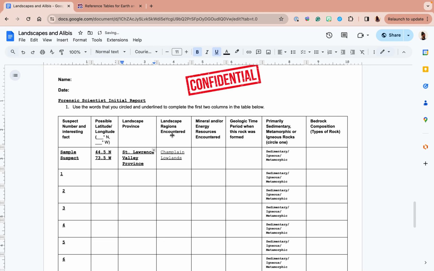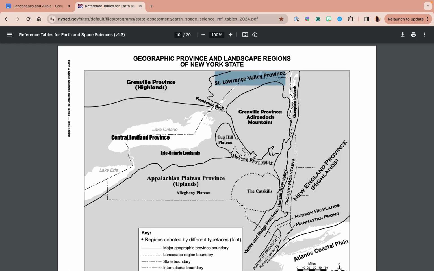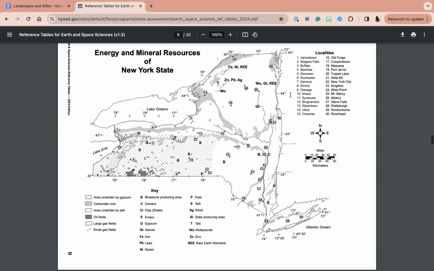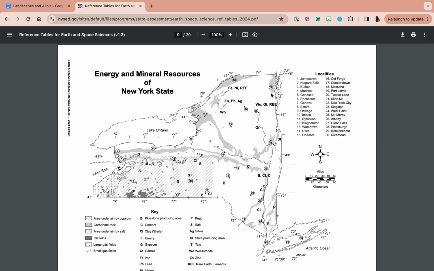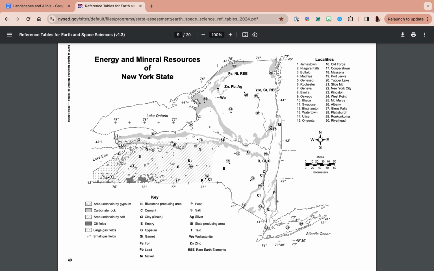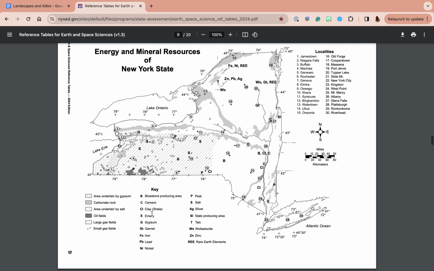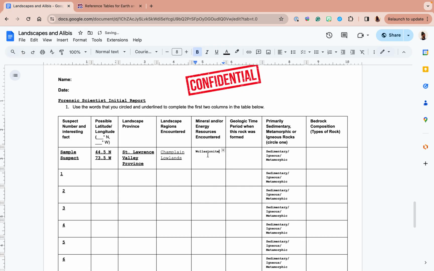The next question asks, what kind of mineral and resources might this particular suspect have encountered? So he's in this area, Lake Champlain, up near Plattsburgh. And the way I'm going to do this is just look for some nearby mineral and energy resources. So I can see in this area, there's WO, GT. I'll just head down here to the key. So WO is wollastonite. There's GT, garnet, in that area, as well as REE, which just stands for rare earth minerals. I'm just going to grab one of those and add that to my list.